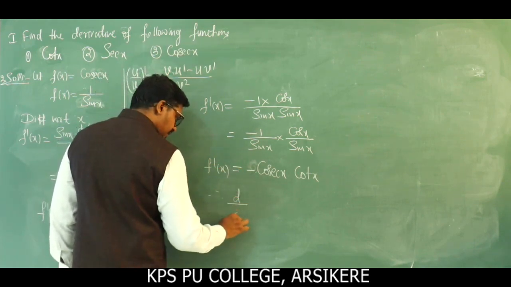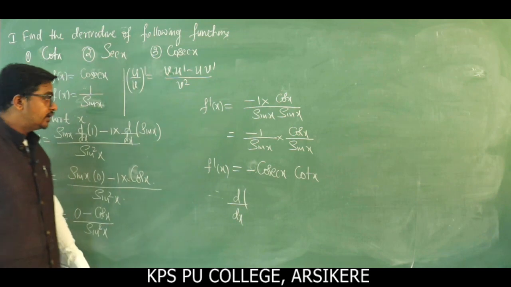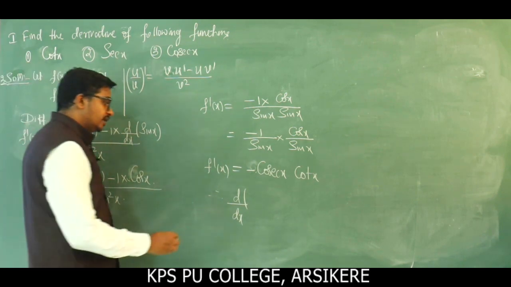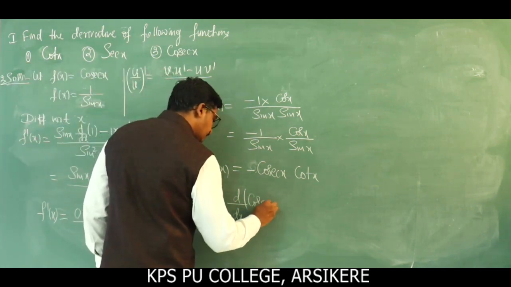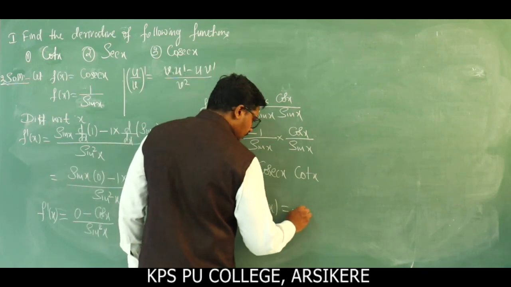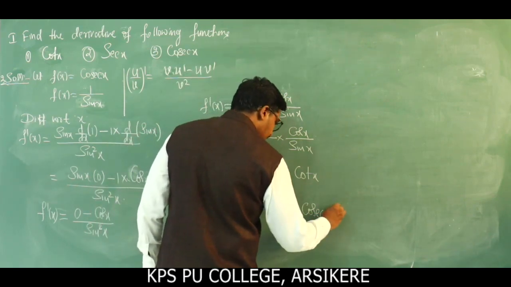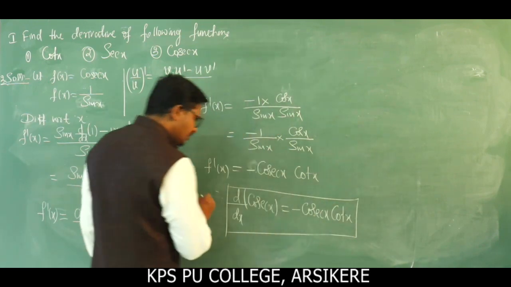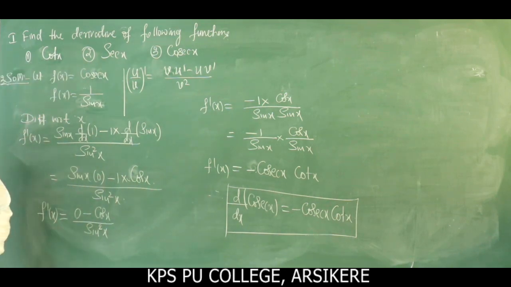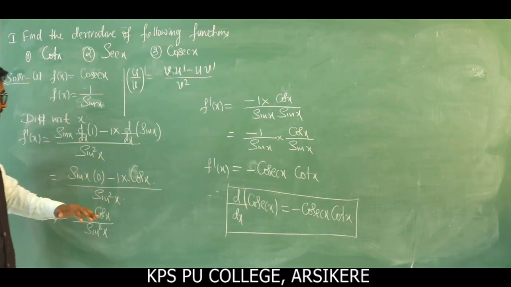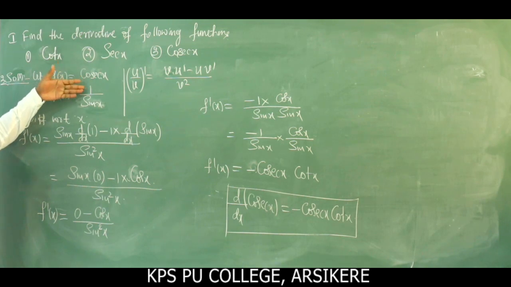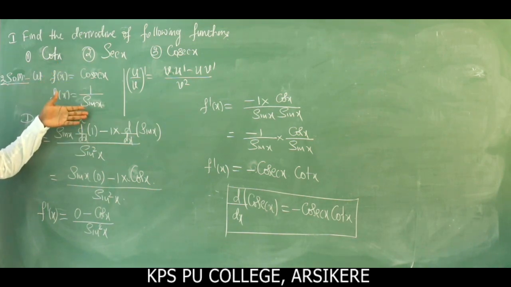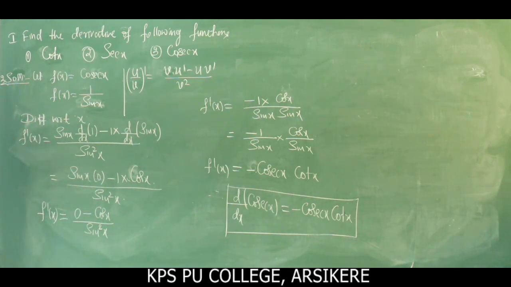Therefore d by dx of, what is f dash of x? This is the derivative of what? Cosecant x. Therefore d by dx of cosecant x is equal to minus cosecant x into cot x. Is that clear, children? The concept is very simple. We just have to take the reciprocal, then apply the derivative formula, the u by v rule, then simplify. Take a pause and note all the things I have written here.